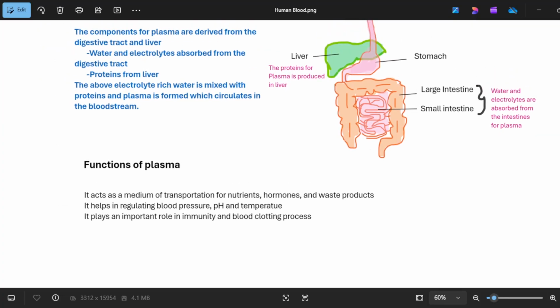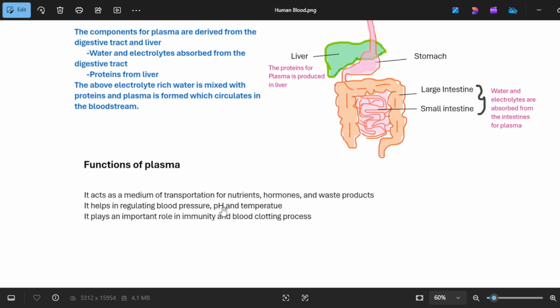So now what are the functions of plasma? We know the first function already. It acts as a medium of transportation for nutrients, hormones, and waste products. We know it acts as a transportation system. Next, it also helps in regulating blood pressure, pH, and temperature. That's because plasma is a liquid. It absorbs the heat and dissipates it by circulating it and transporting it to the skin by way of sweat, which we saw. Similarly, blood pressure, it absorbs more water to increase your blood pressure when your blood pressure is low.